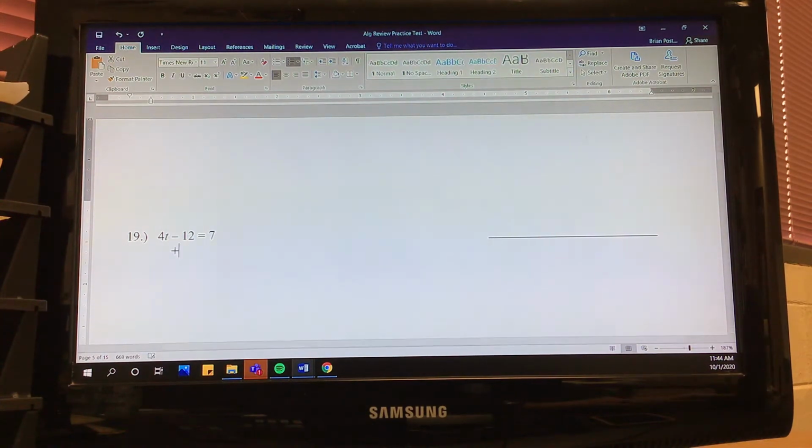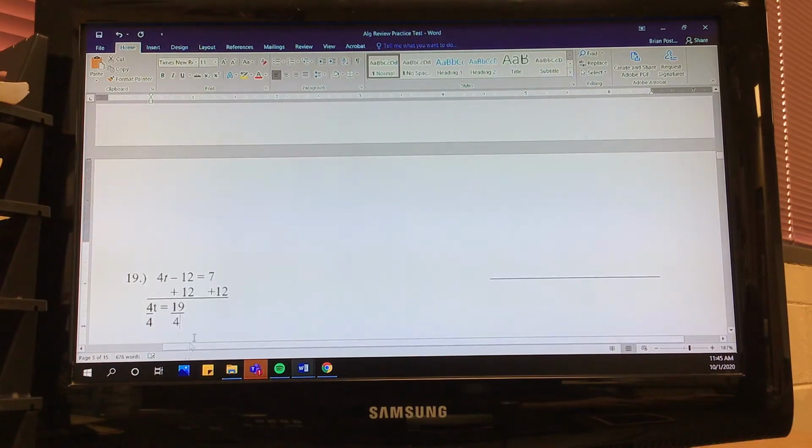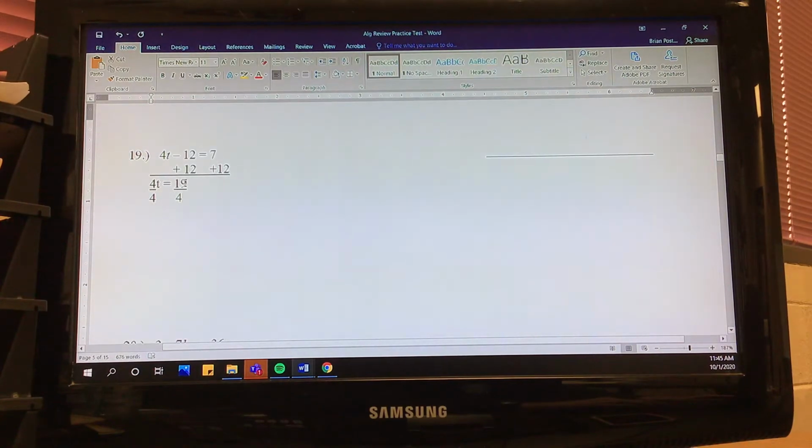No mental math. We're going to add 12 to both sides. When you add 12 to both sides, we have 4t equals 7 plus 12 is 19. Now we need to divide both sides by 4. This is a two-step equation. Divide this side by 4. The 4s on the left side cancel out. You're left with 19 divided by 4.